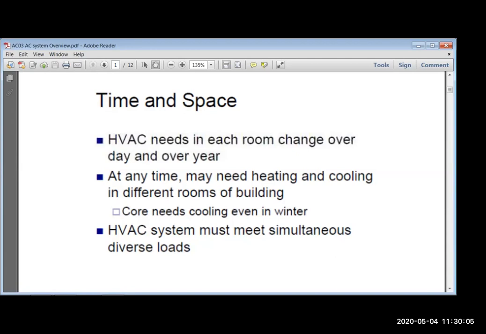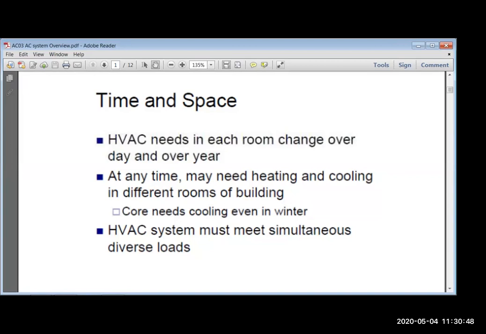Core needs cooling even in winter. What is core? Any internal rooms. Internal rooms are called core rooms. So internal rooms of the building are away from the external wall, inside the building. Don't imagine our college building. Our college building is open from both sides, so we don't have any core room over there. Imagine some hotel or some multi-story flats, a 16-story building, and several huge buildings like in New York. So inside the building, away from the outer wall, they are called core spaces, core rooms.